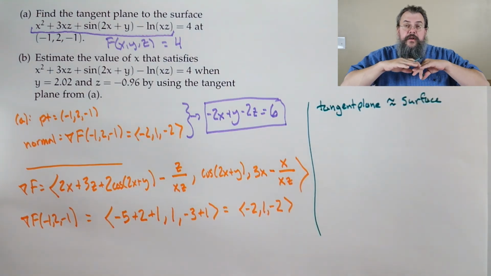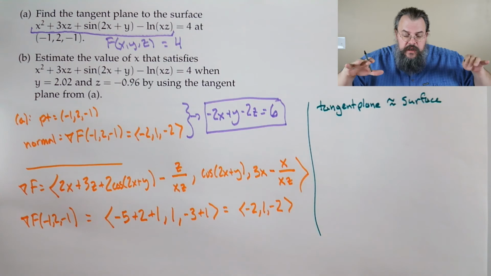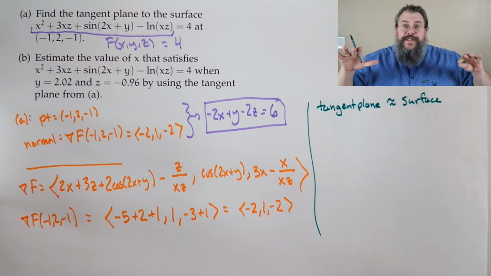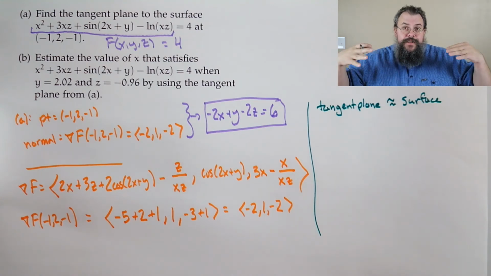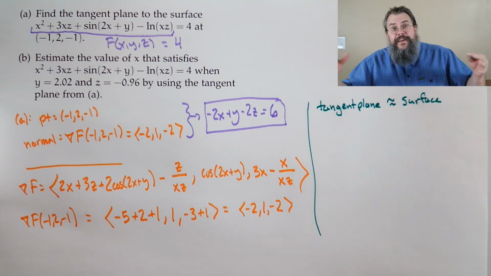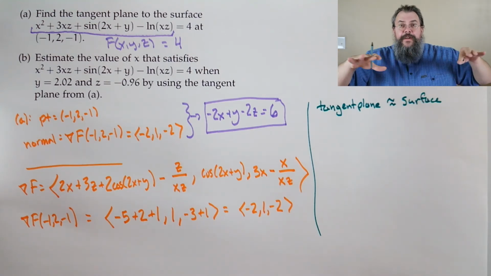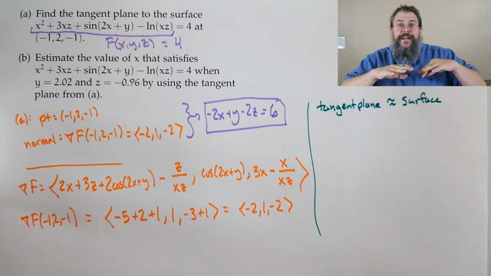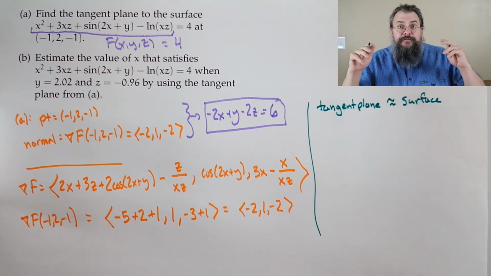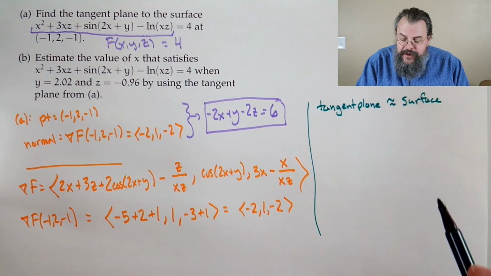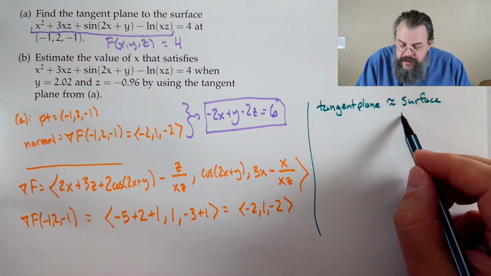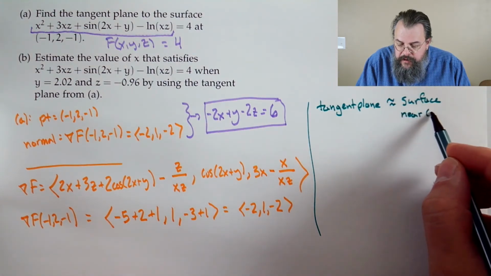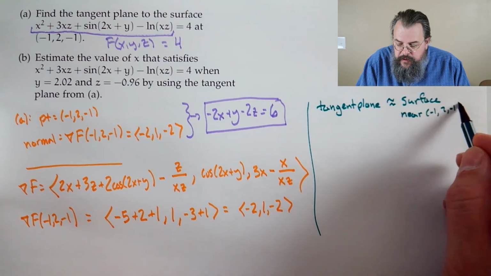And so we're not thinking of this as a function, because we wouldn't be able to solve for z. I'm not saying z is some easy function. In theory it is, but we may not have it. But definitely there's a surface. So the tangent plane acts like the surface nearby, in particular near the point (-1, 2, -1).